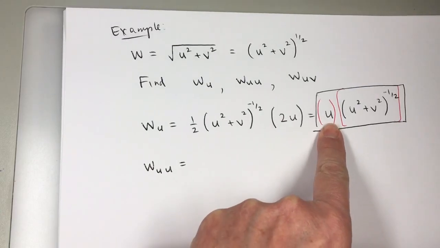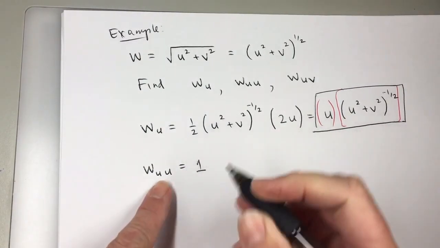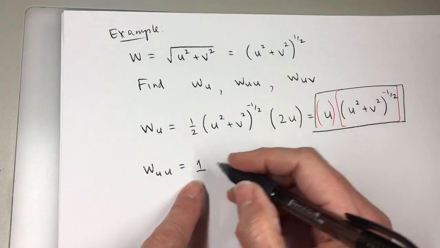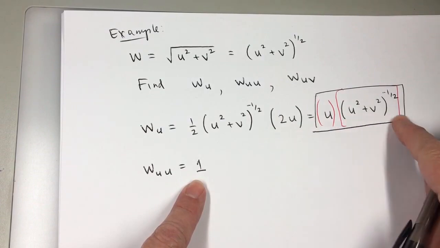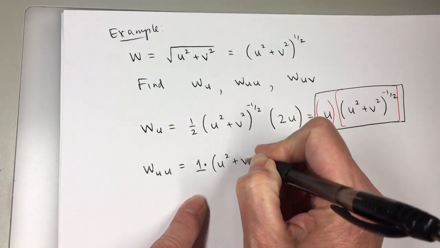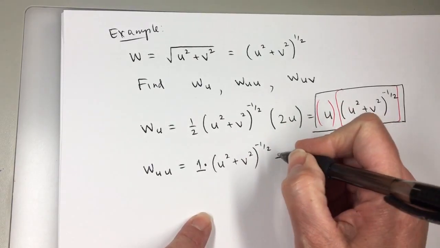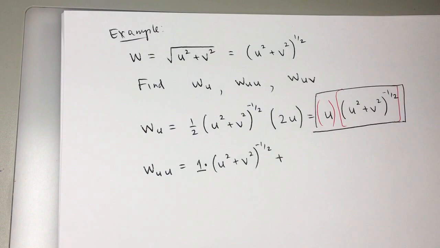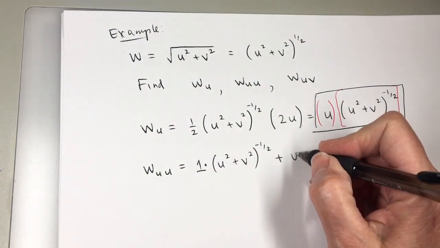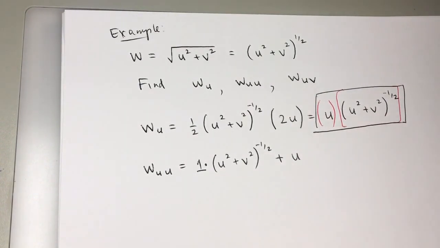What's the derivative of u? It's 1, because I'm doing the derivative of u with respect to u. And then I'll have 1 times, keep the second function, u squared plus v squared to the -1/2, plus, this time, keep u and do the derivative of u squared plus v squared to the -1/2.